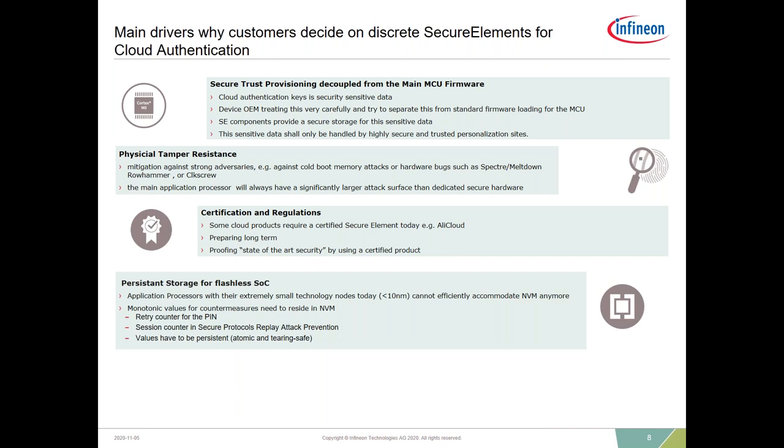Another important reason we see is persistent storage for flashless SoCs. What does this mean? In those IoT devices, more and more application processors are used with extremely small technology nodes, typically smaller than 10 nanometers. You know, the first products are going down to 5 nanometers. And in those small technology nodes, you cannot efficiently accommodate flash anymore. So all the flash has to go outside of the chip. This is then typically a big flash connected via wide data buses to the application processor. It's also not the best case for storing sensitive material, especially counters, pins, and things like this. So the OEMs are looking for other solutions, and an external secure element becomes quite handy. They use secure elements to store pins, all of the secure credentials, and counters. This is what we see more and more.